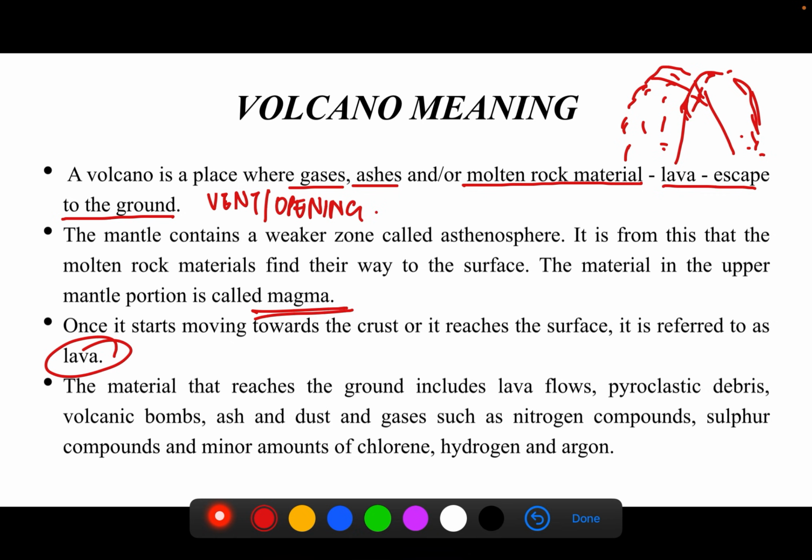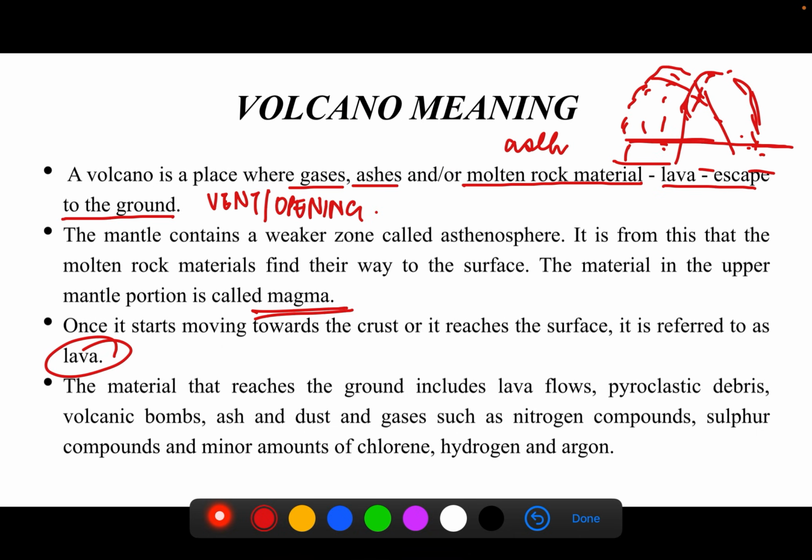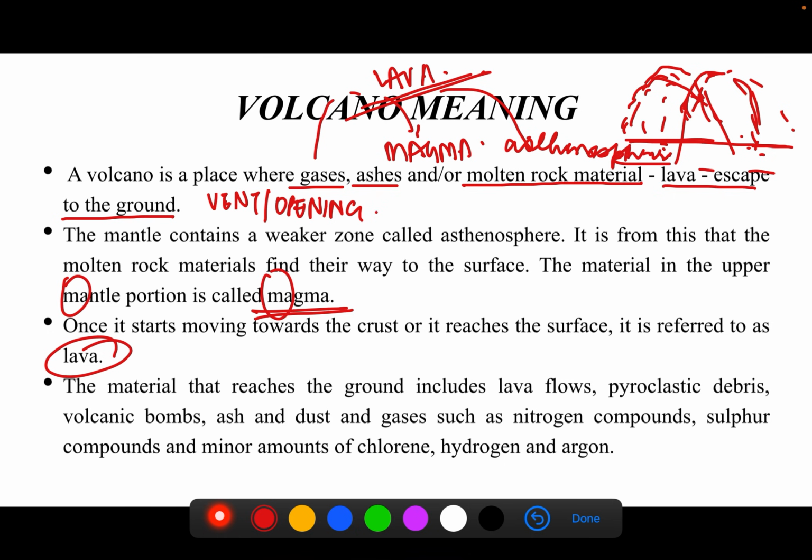It is important to understand that below this volcano vent we have the asthenosphere, which is supporting this coming out of magma. When it is below, in the asthenosphere, it is called magma. When it comes outside, it is called lava. Just remember, the material in the upper mantle, remember mantle, magma. Once it moves out towards the crust or reaches the surface, it is called lava.